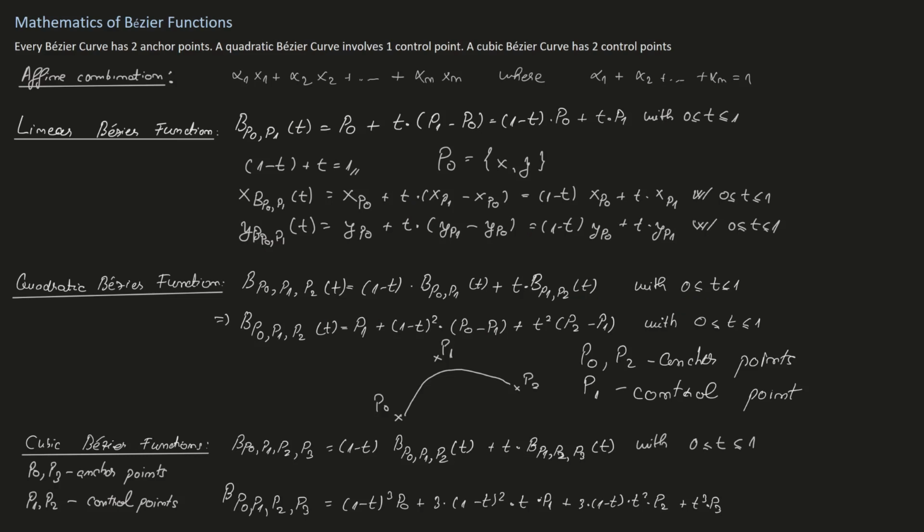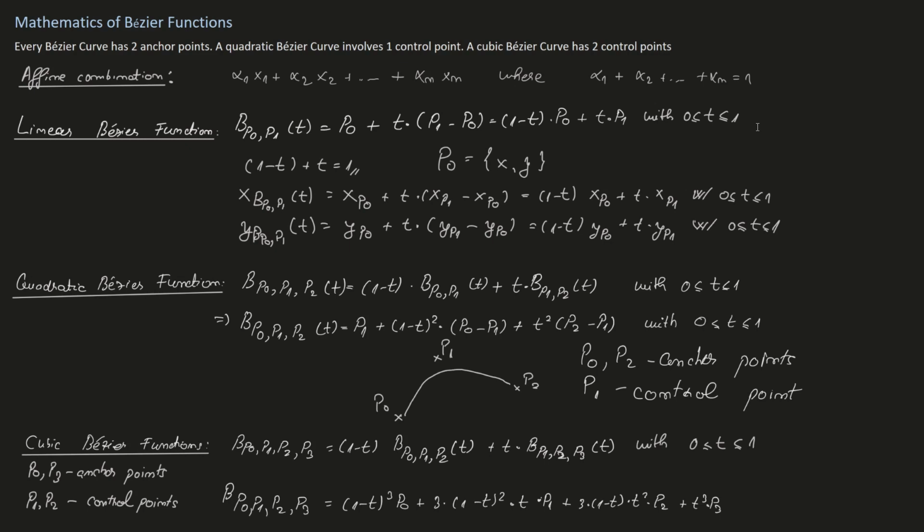Every Bézier curve has two anchor points, which are the extremities of the line. The control points are used to obtain the complex shapes. A quadratic Bézier curve involves one control point, and a cubic Bézier curve has two control points. Now, before we go into the actual mathematics, we need to define what is an affine combination. An affine combination or transformation is a linear combination where the sum of the coefficients is equal to 1.